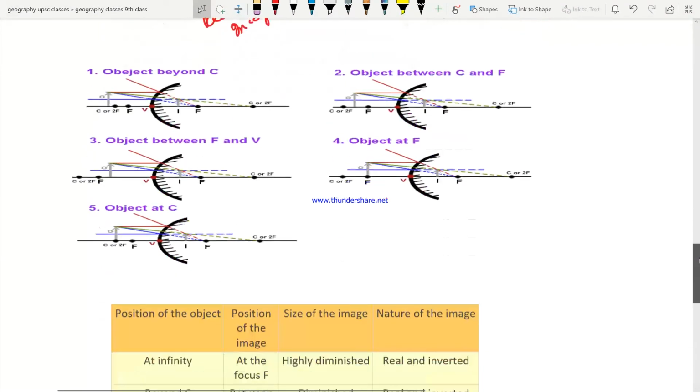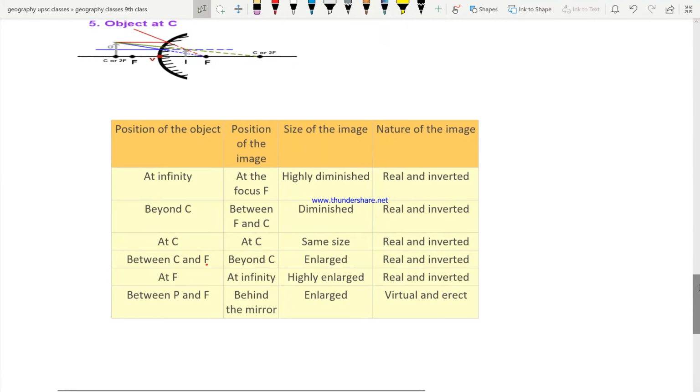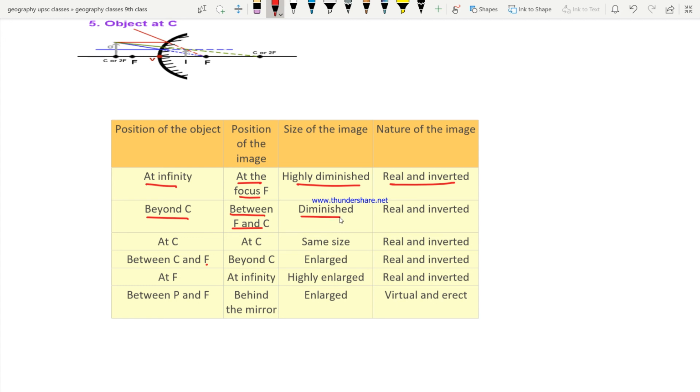Here I have given some details in this table. When an object is at infinity, the image is formed at the focus, highly diminished, real and inverted. When an object is kept beyond C, the image is formed between F and C, diminished, real and inverted. When an object is kept at C, the image is also formed at C, the same size, real and inverted. When an object is kept between F and C, the image is formed beyond C, enlarged, inverted and real.